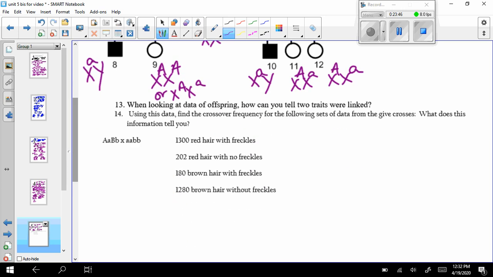All right, when looking at data of offspring, how can you tell that 2 traits were linked? Using this data, the reason is that your results are really off.